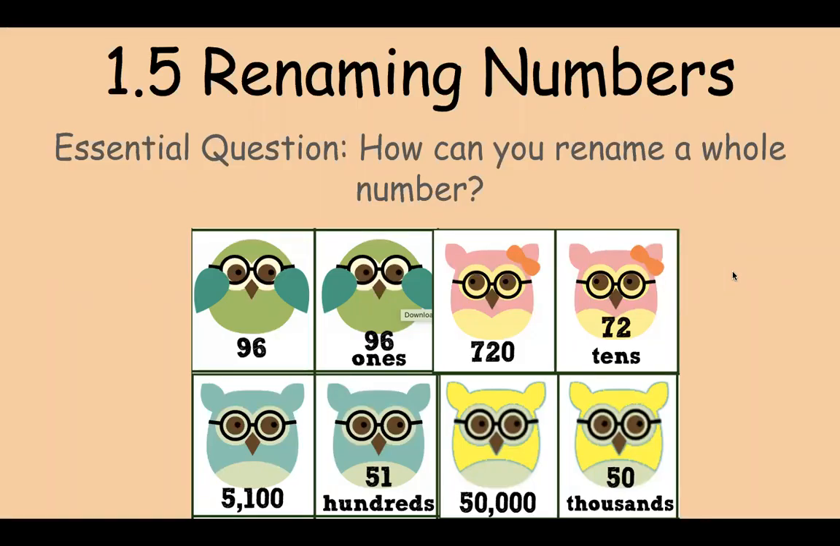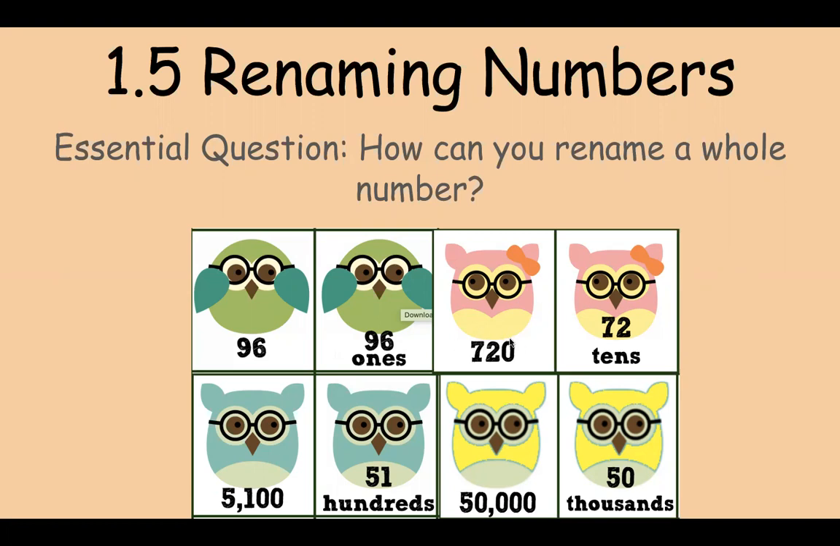Everyone. So today in math, we're doing 1.5 and it's called renaming numbers. Our essential question is, how can we rename a whole number? So you guys say numbers all the time, right? We know how to name a number. Like the number here is 96. We could also call it 96 ones, right? Because essentially the last place is in the ones place.